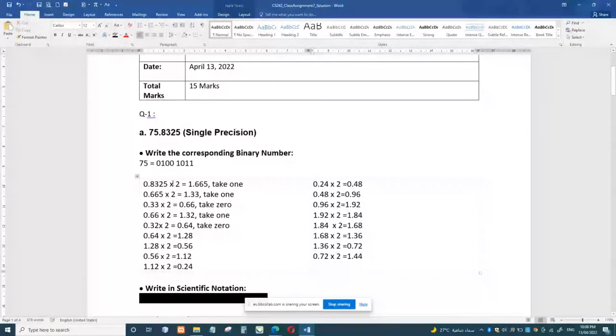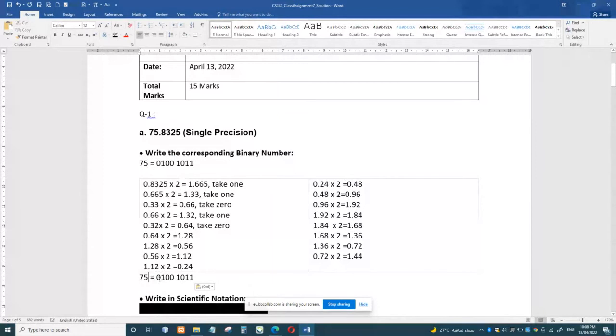Okay, so this is our number. 11010101000111101 is the fractional part, and this is the non-fractional part. So the total number, 75.8325, equals the binary number. We can remove that leading 0 point.